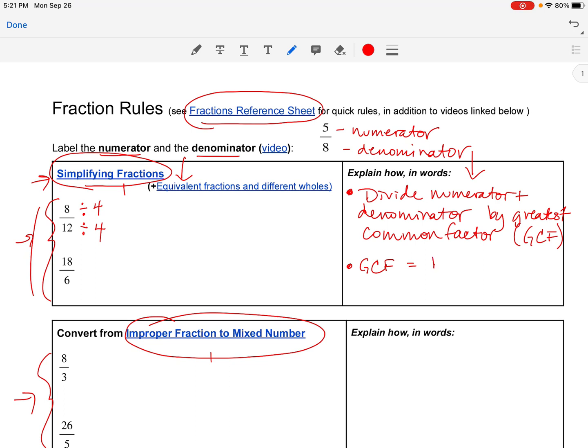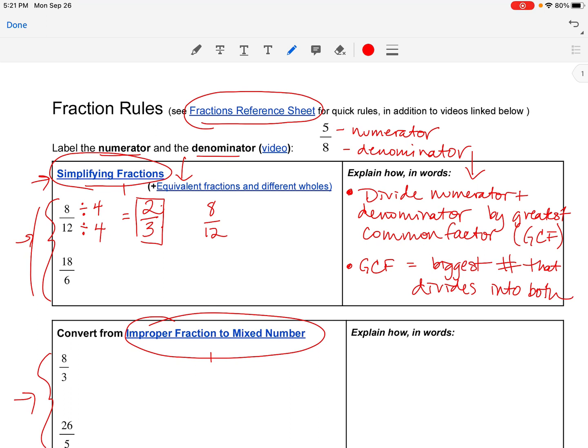So let's take a moment to define that. Greatest common factor is the biggest number that divides into both. In this case, 8 divided by 4 is 2, 12 divided by 4 is 3. And there's no more common factors of 2 and 3. There's no other number besides 1 that goes into both 2 and 3, so that is the fraction in the simplest form.